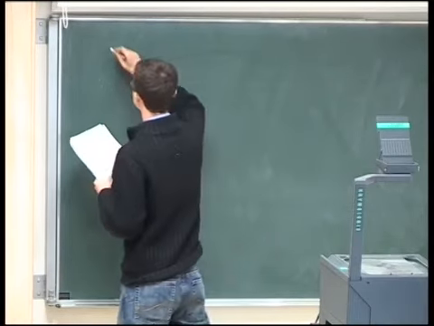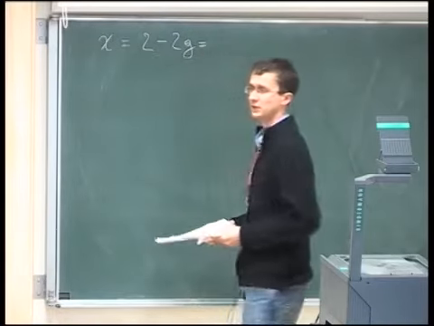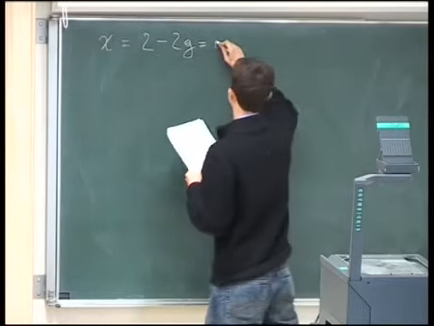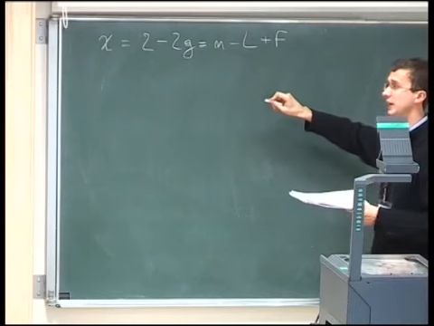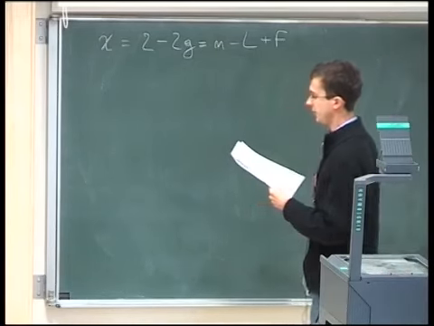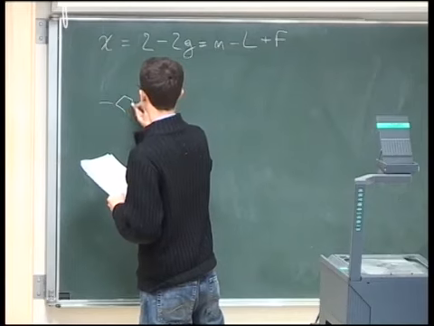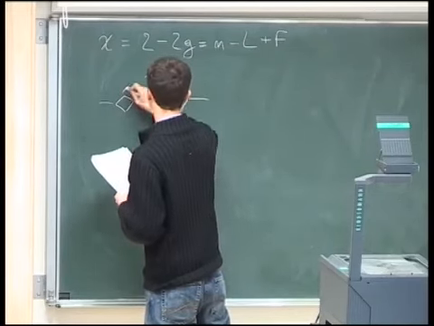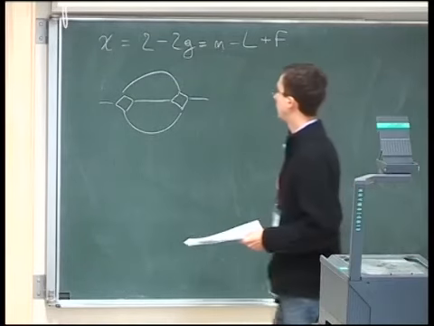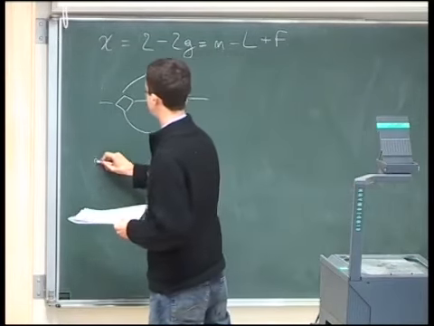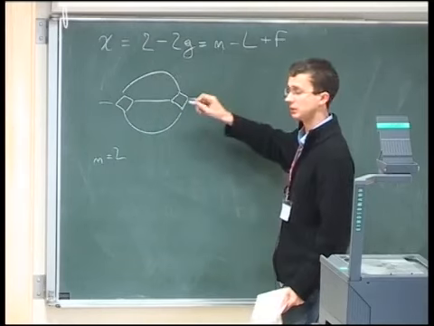One of them is the Euler characteristic, which gives a relation between the genus of the graph G and the number of vertices n, the number of internal lines L, and the number of faces F. So for example, if I take a graph like this, n is the number of vertices, little n. In this case, it's equal to 2. The number of internal lines, L, is equal to 3.